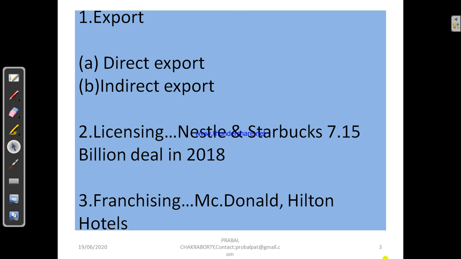That is most important. And because of that, I would say Nestle and Starbucks had a 7.5 billion deal in 2018, where Nestle will pay Starbucks for using their brand name of coffee as well as tea, because Nestle has a very good presence all over the world. Similarly, McDonald's as well as Hilton hotels have a very good brand value all over the world. That's why they are allowing franchising.